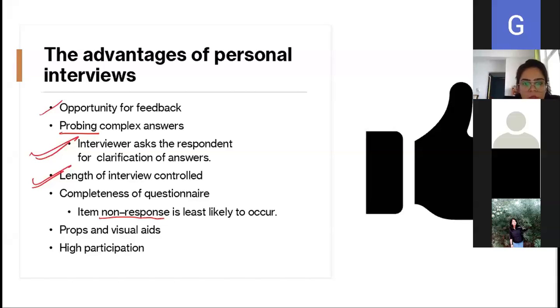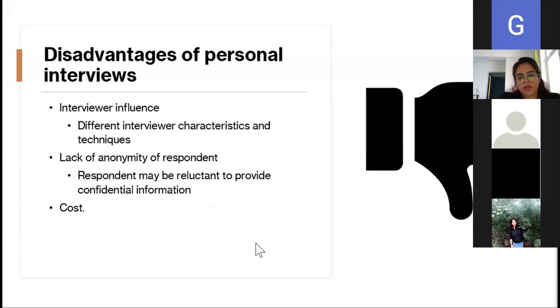Next, you can use props and visual aids. We show cars, or when we are checking advertisement effectiveness, you can show videos and all those visual props. And there's high participation because, like I said, it becomes more of an obligation when a person is sitting in front of you to finish that interview. You have to give answers, unlike online where you can skip it or just leave the interview in the middle.